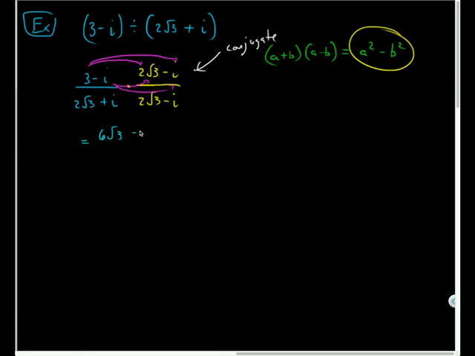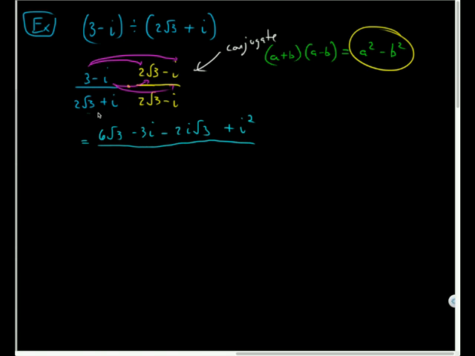3 times negative i is minus 3i. Negative i times 2 roots of 3 is negative 2i roots of 3. And negative i times negative i is positive i squared. Won't be positive for long, though, if you know what I'm saying. It's going to be negative.